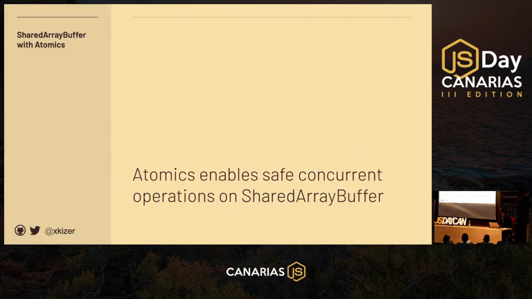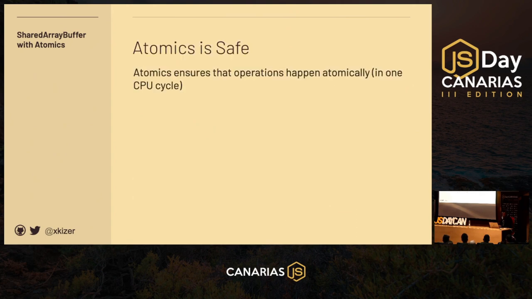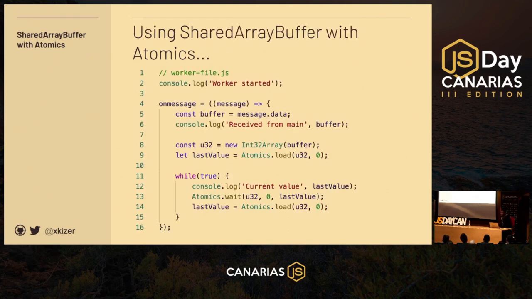With atomics, you can perform concurrent operations safely, or mostly safely. It allows you to make sure that no two threads are trying to write the same value at the same time. So it is safe, and it is fast because it uses hardware instructions. But one thing to note is that it only works with 32-bit integers maximum. It doesn't work with 64 bits.